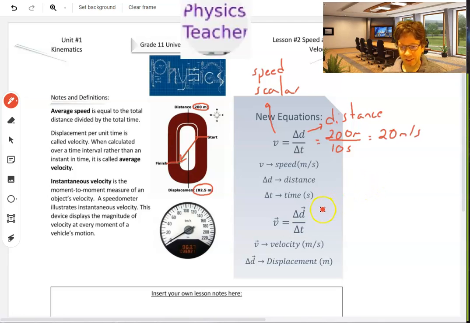But what about displacement? Displacement wasn't 200 meters, it was 82.5 meters. And if we wanted to calculate velocity, velocity is a vector. That's the difference between speed and velocity. If I said you were on a highway moving at 100 kilometers per hour, I just told you your speed. If I said you're moving 100 kilometers per hour south, I just told you your velocity. So this is our velocity, and it's a vector quantity. And if we want to calculate it, we're going to use displacement.